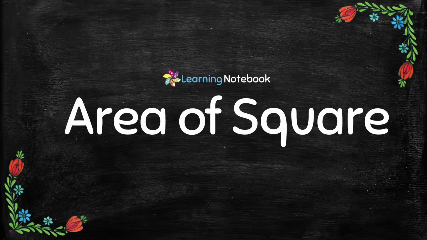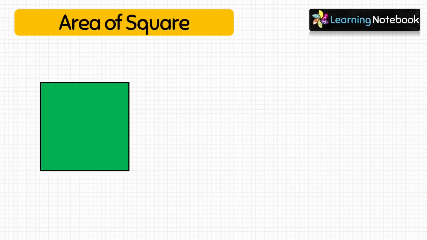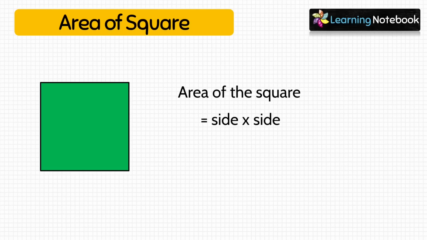Now let's learn about area of square. Now area of a square equals side into side. So if we are given the length of one side of a square, then we can easily calculate its area.